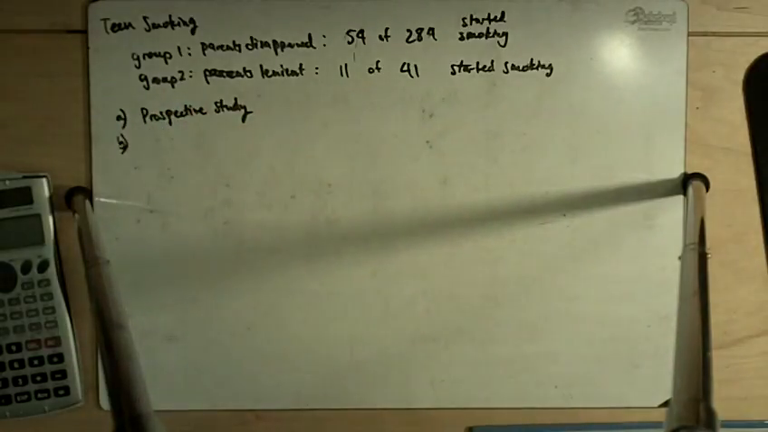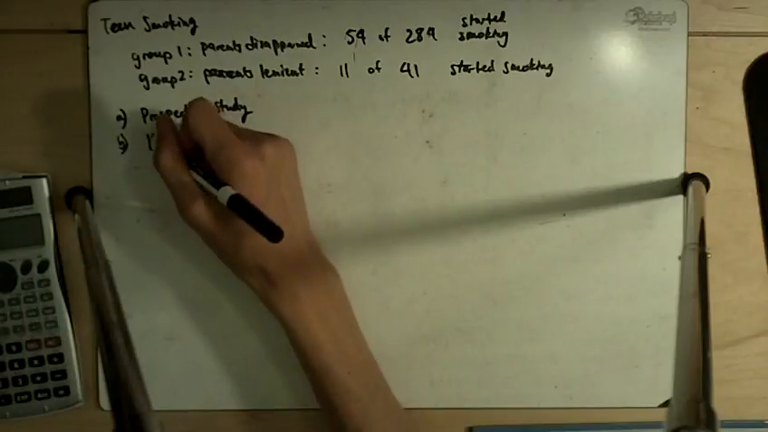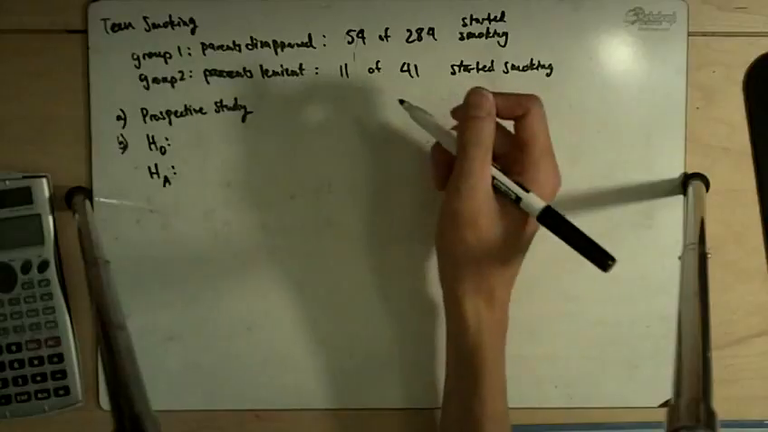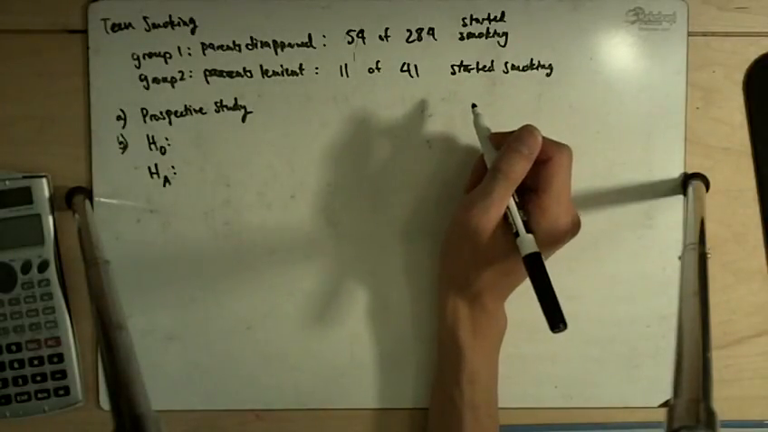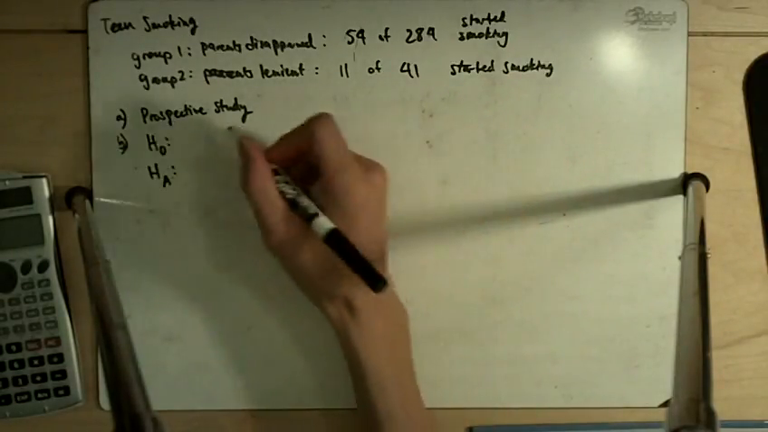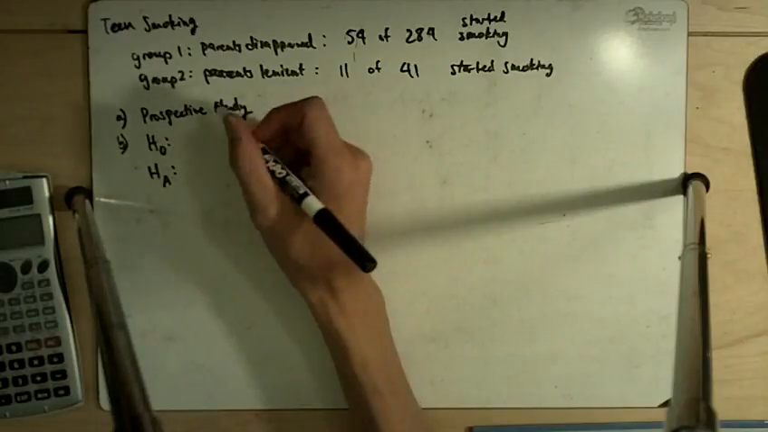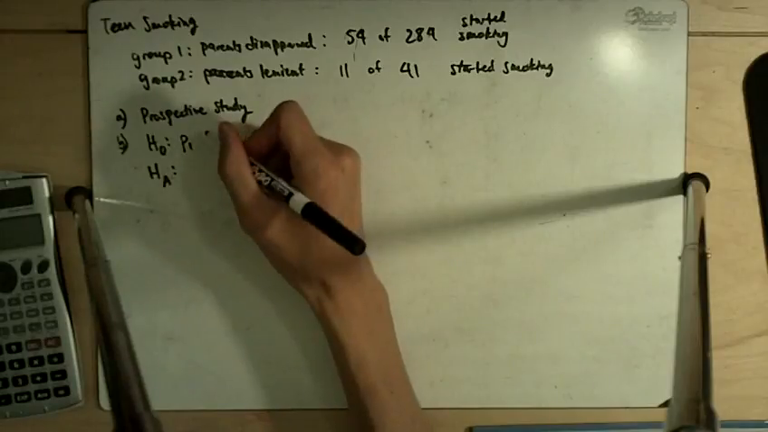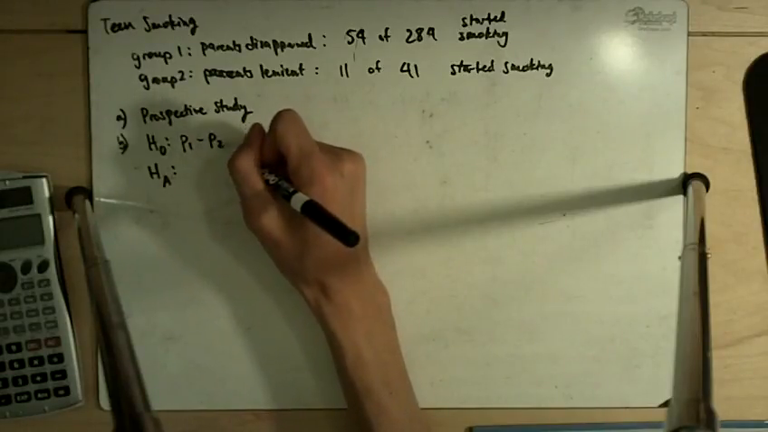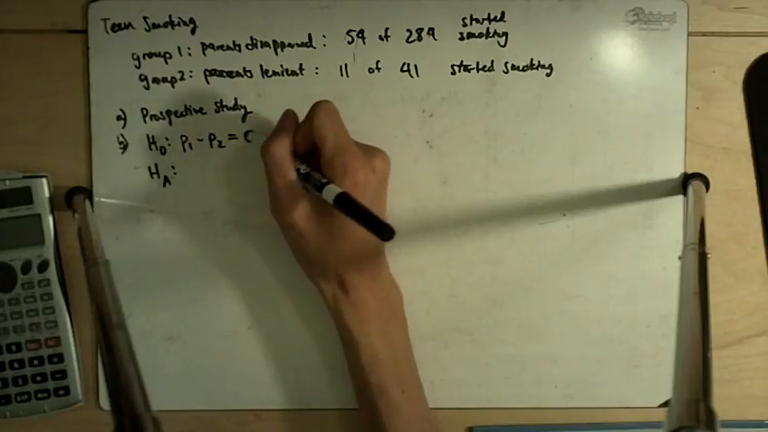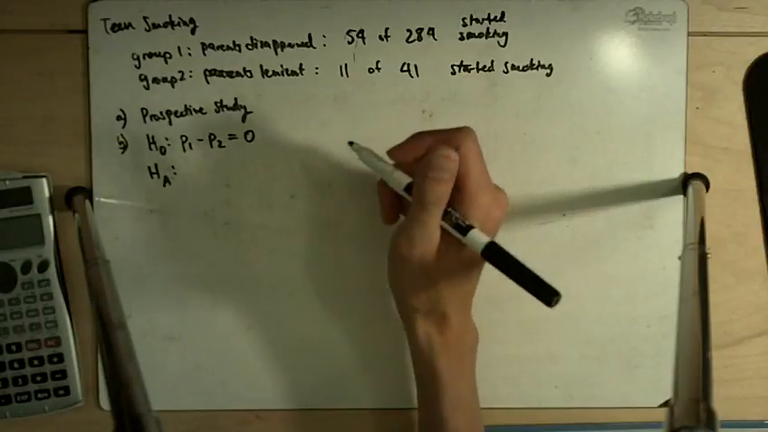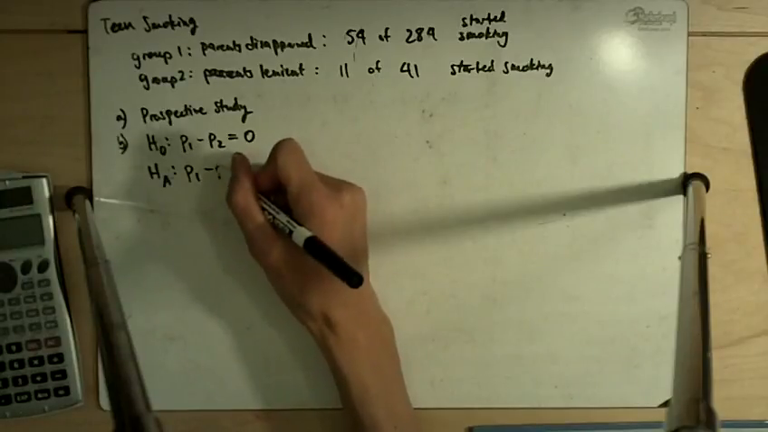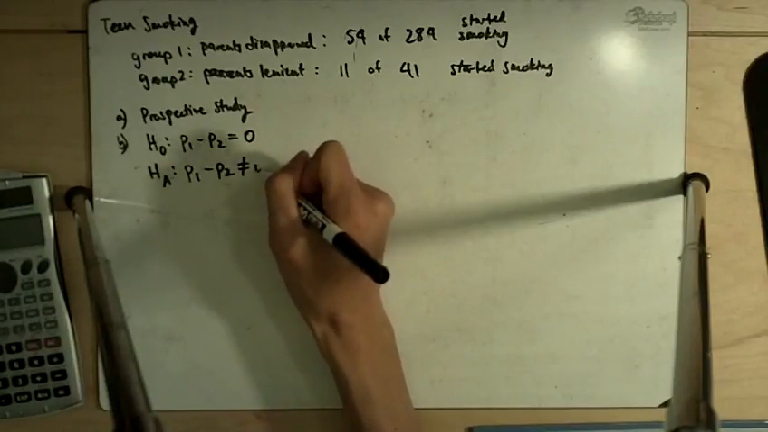Write appropriate hypotheses. So we have a null and an alternative hypothesis. And our null hypothesis would be that the proportion that start smoking in the two groups is the same. So there's no difference in the proportion of students who started smoking, whether or not their parents approved or disapproved or were lenient about smoking. And the alternative is that there is a difference. Okay?